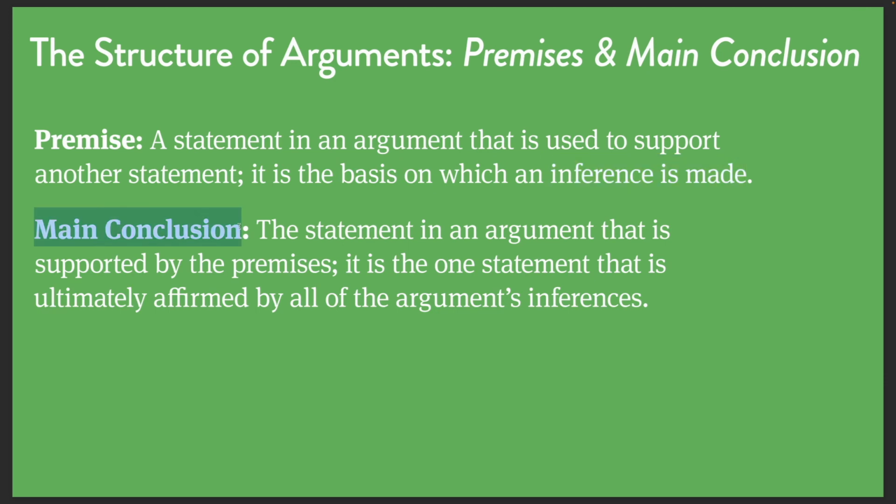Whereas the main conclusion is the statement that is being supported. It is the one statement that is ultimately affirmed by all of the argument's inferences. This is where it's all headed towards. All these reasons are being given, but reasons for what? Reasons in support of the argument's main conclusion. So when you're reading an argument, you have to figure out what this is all going towards. What's the main conclusion? Why is this argument being made? The defendant is guilty, or something else? Whatever it is, you should see that R movie.